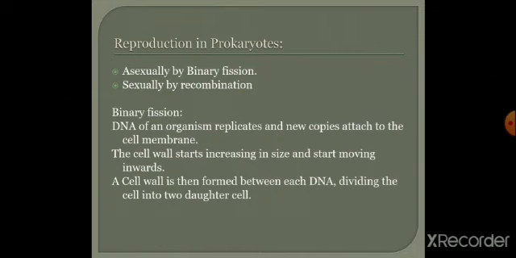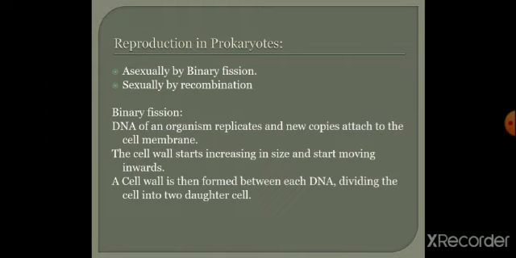The DNA of an organism replicates and the new copies attach to the cell membrane. The cell wall starts increasing in size and starts moving inwards. The cell wall is then formed between each DNA, dividing the cell into two daughter cells. The cell wall undergoes constriction so that the cytoplasm gets separated equally, forming a binary fission. Fission means splitting into two.